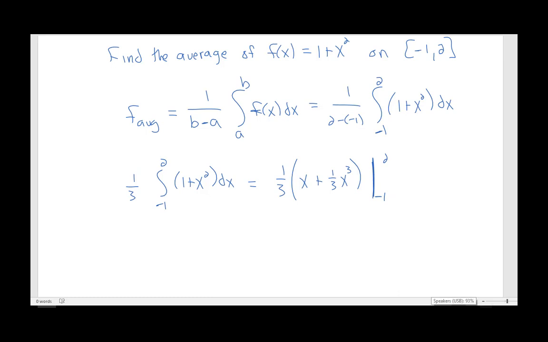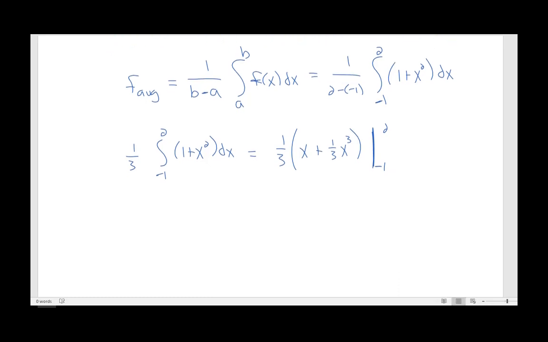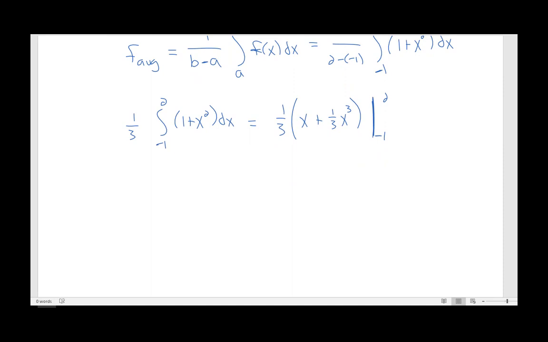So again, the fundamental theorem of calculus says I'm going to take this antiderivative, plug in the upper limit of 2, and then subtract with the lower limit of -1. So let's plug in positive 2. We're going to have 2 plus 1/3 times 2 cubed, and then minus, and then we're going to plug in the -1. And we're going to work this out.